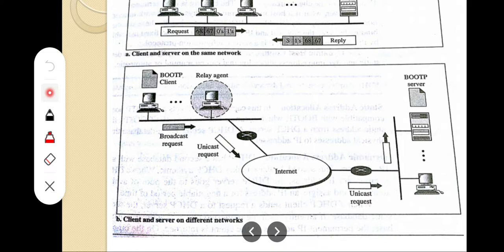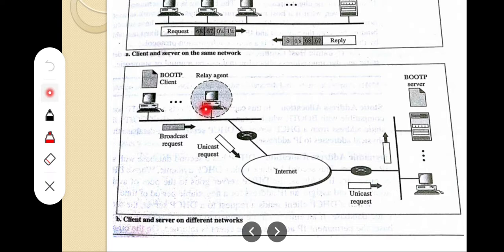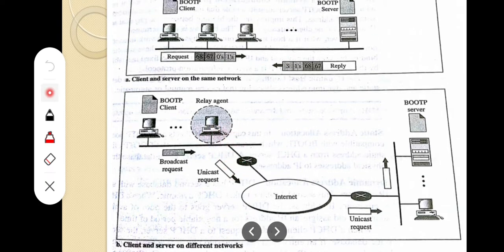To handle this problem, they create an intermediary system, an intermediary agent. That intermediary system is called a reply agent. What is the function of this reply agent? This reply agent will accept this broadcast request and convert it into a unicast request message.